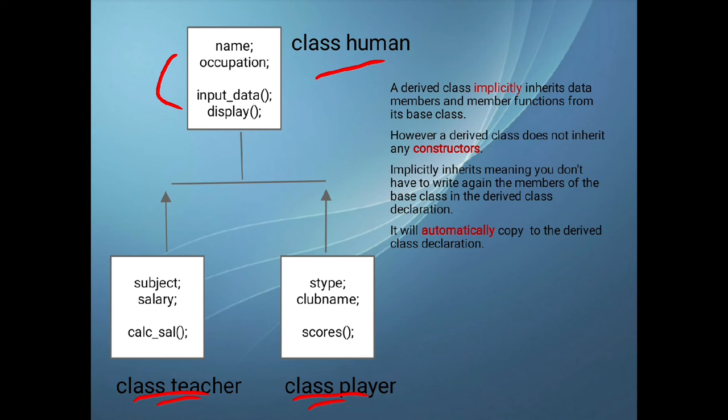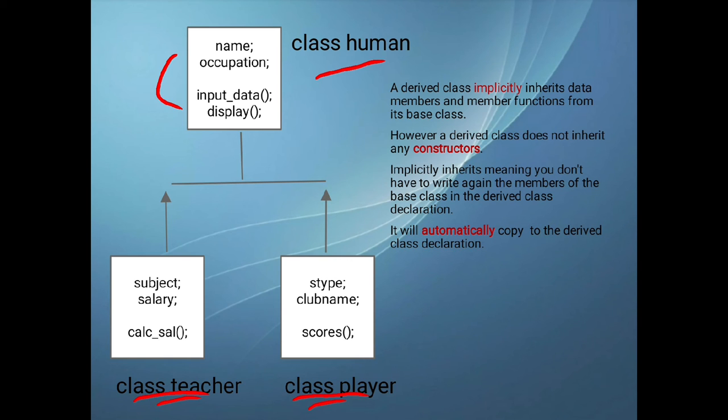Every class will input the data. So in this case, input data, the name and the occupation, display, right? In the case of the class teacher, the subject, what subject he teaches, what is the salary, and in the case of the functions, calculate the salary. And in the case of the class player, what is the sports type? Is it football? Is it basketball? Suppose it is football, what is the club name? Or if it is basketball also, what is the club name? And then the scores.